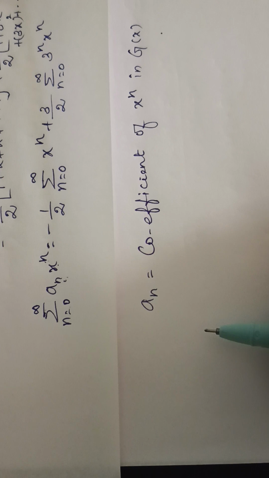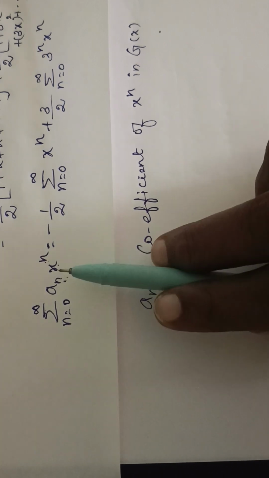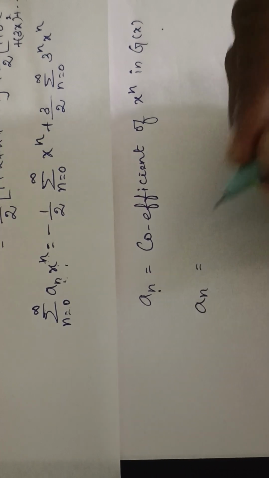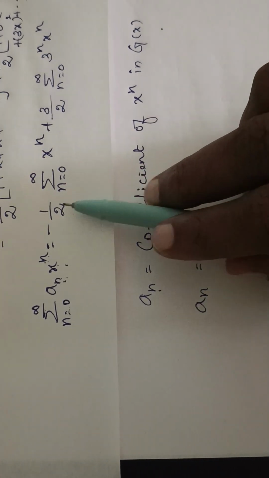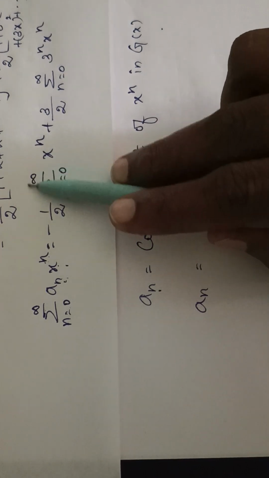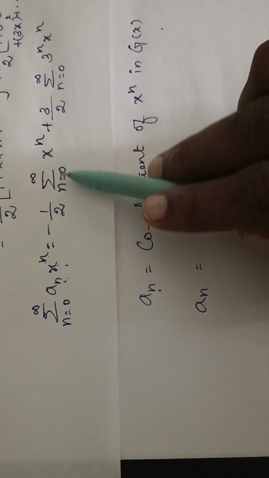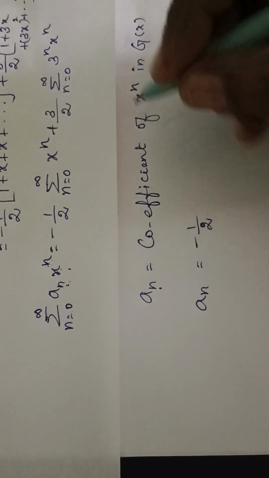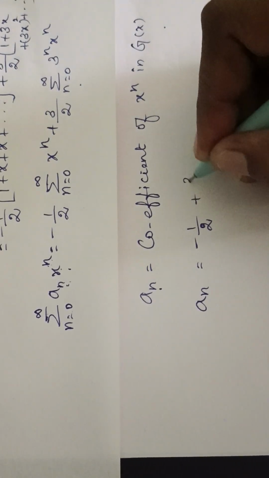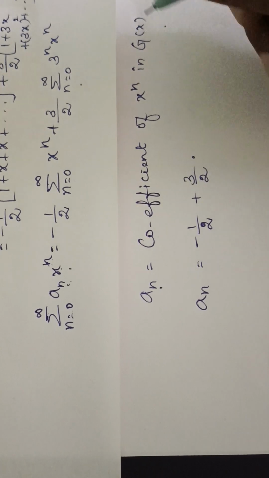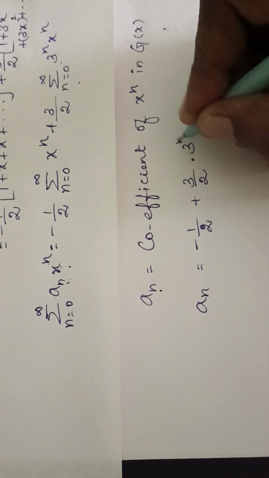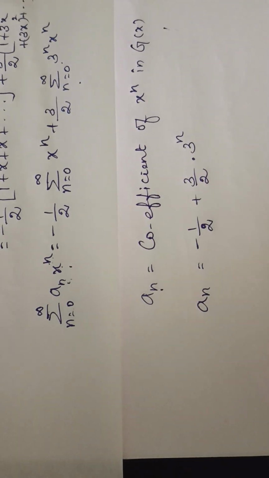In the left hand side, the coefficient of x power n is an. So an is equal to, on the right hand side, the x power n coefficient, the summing is also general only. So only the constant term we will take. So minus 1 by 2, right? Next, in the second term 3 by 2, the x power n coefficient is 3 by 2 and 3 power n. So this is our final answer.